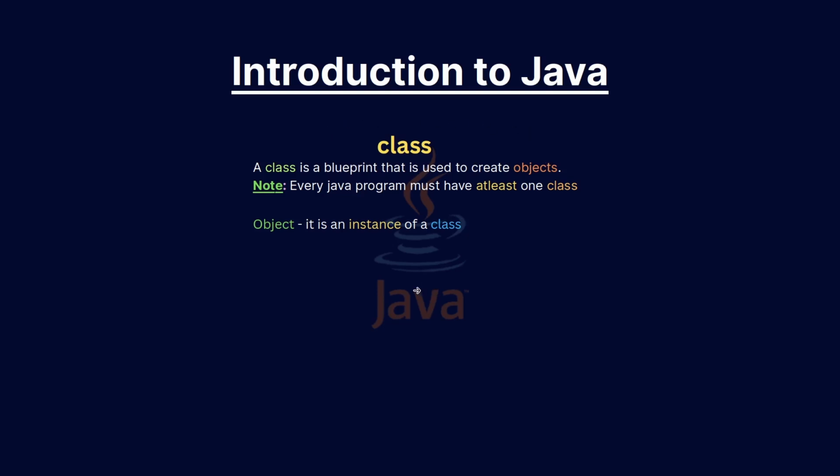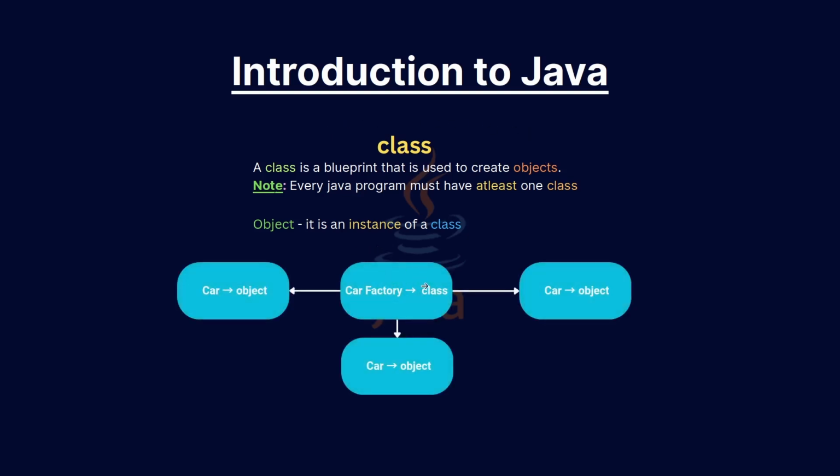Let me give you an analogy. Suppose we have a car factory here, like Mercedes, and the Mercedes factory has something like the blueprint or the skeleton that shows how the car looks. It has a logo that looks like a star. It has four wheels. It is a sedan type. Those are the major characteristics of a Mercedes car.